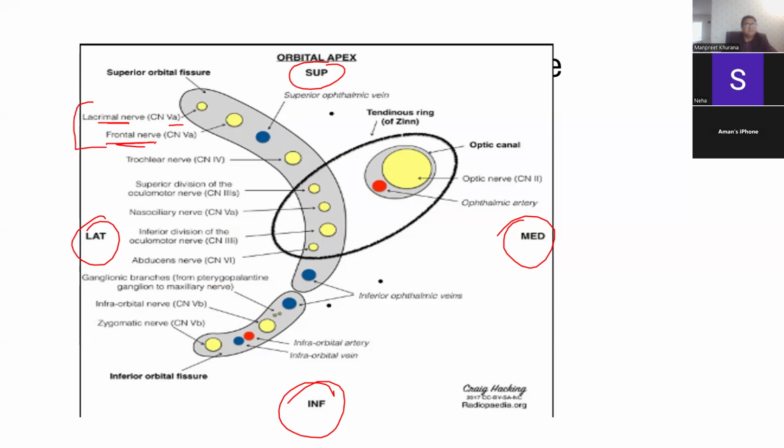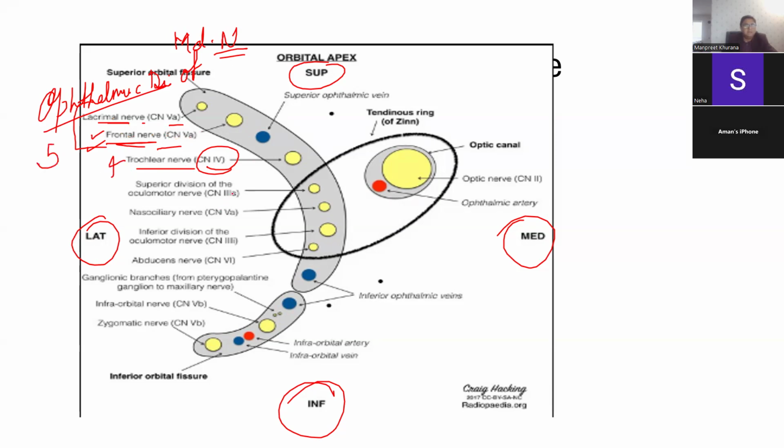Through the superolateral aspect of the superior orbital fissure, structures passing are the lacrimal nerve and the frontal nerve, which are parts of, you know that? Lacrimal and frontal are parts of the ophthalmic division of the trigeminal nerve. Yeah. Then we have the trochlear nerve, which is cranial nerve number 4. So technically we have cranial nerve number 4, cranial nerve number 5.